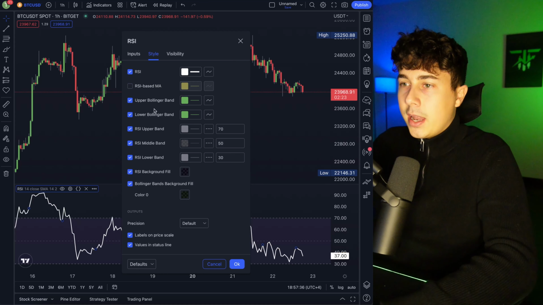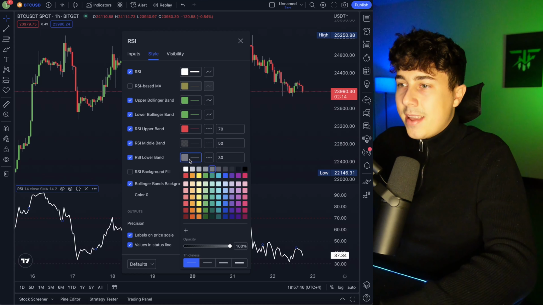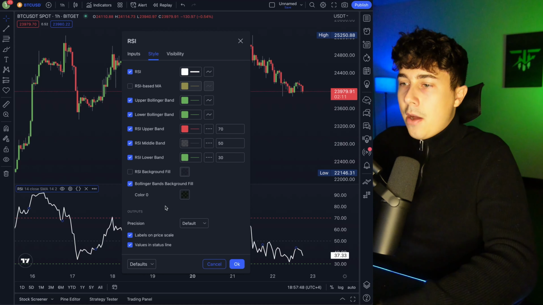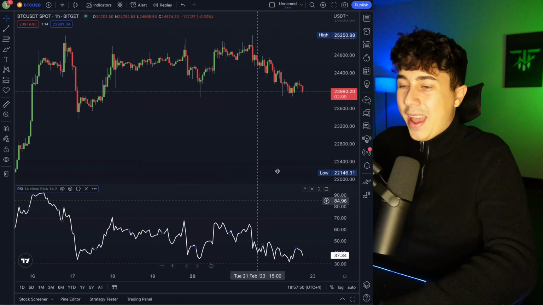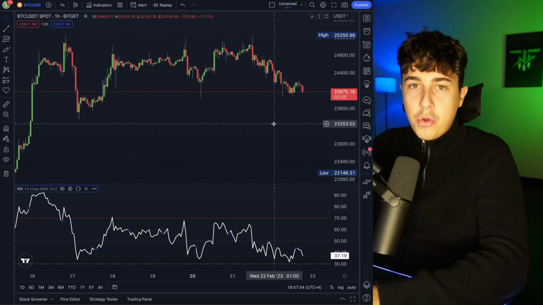What I do next is uncheck the base MA and the background fill to have a better overview. And last but not least, I color my upper band red and my lower band green. After I did this, I click on OK, and now you can see our RSI is perfectly integrated into our chart.